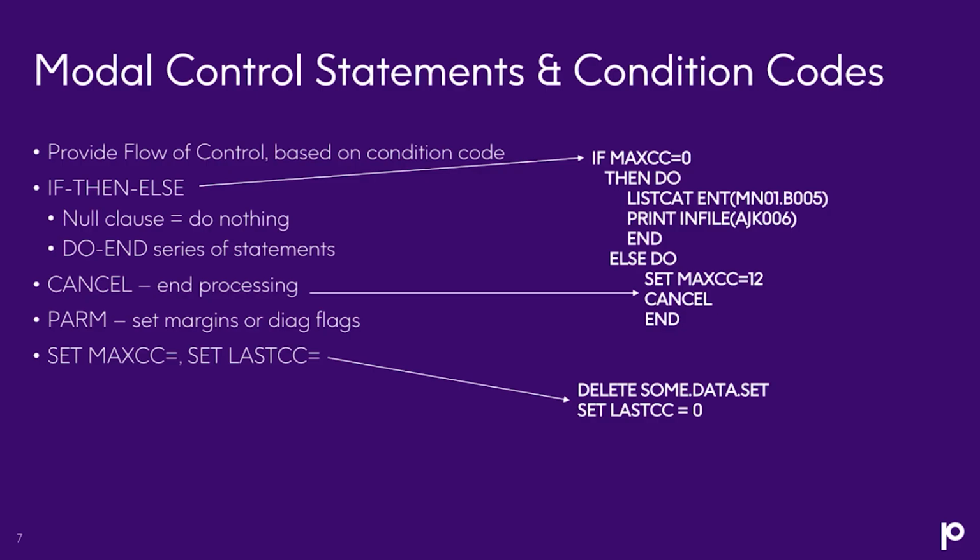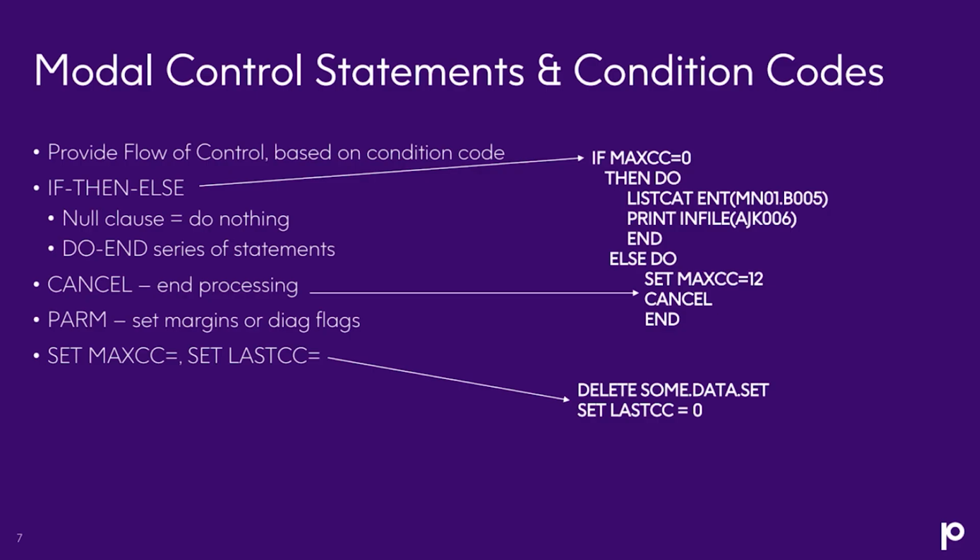So we can do an if-then-else statement, and that is typically used for deciding whether I want to continue on, or do something based on the condition code. The modal control statements look at the condition code of the last functional command that was executed. So if I've done deletes and defines and listcats, I might come down to an if-then-else statement that says if the highest condition code so far, MAXCC, is 0, then maybe I want to do something.